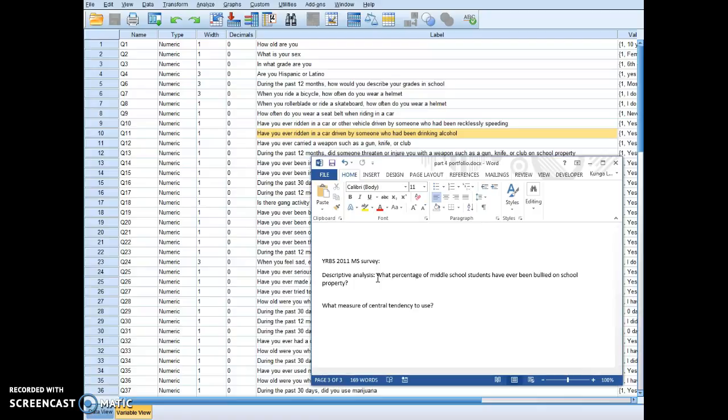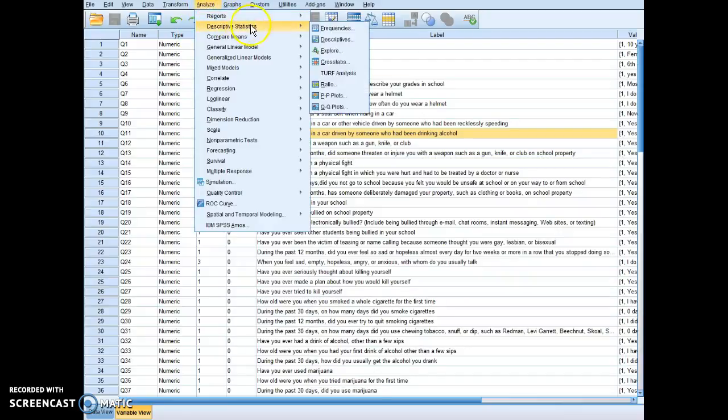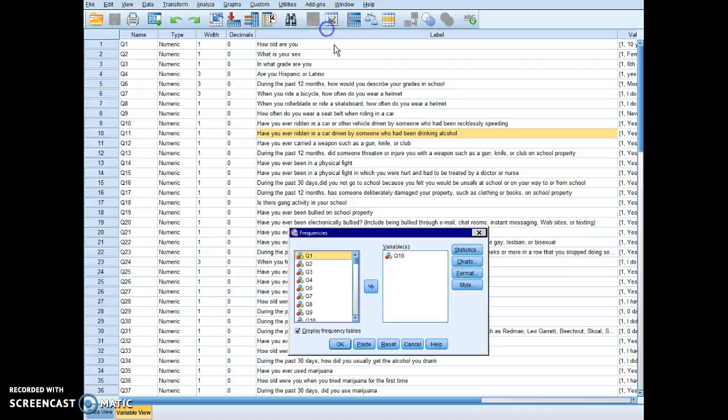I'm also going to be looking at what measure of central tendency to use for this type of question. For that, I go to my SPSS data, click Analyze, Descriptive Statistics, and Frequencies. As you can see, these are the different research questions that are there. You can either check variable names, where the question numbers appear, or the variable labels where you can see the actual questions.